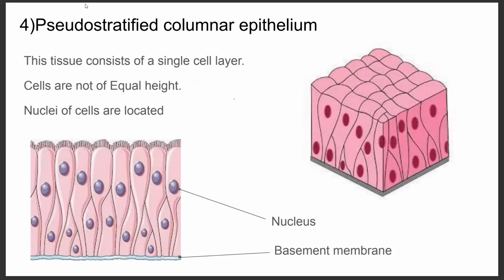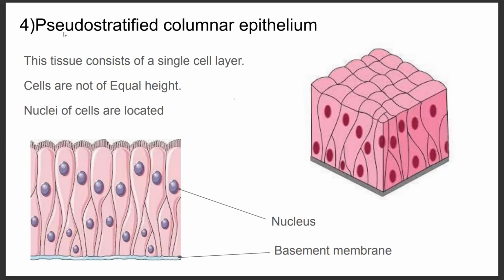Now look at this one. Here you can see the nuclei are at different levels. But are there several layers? No, there is only one layer of cells. And their heights are different. The cells are not of equal height. The tissue consists of a single layer, so it is categorized under simple epithelia, but the cells are not of equal height, and the nuclei of the cells are located at different levels. So it appears as several layers. That's why it is called pseudostratified.